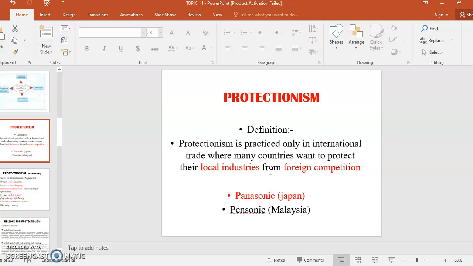Okay, contohnya in Japan, dia punya jenama adalah Panasonic, but Malaysia jangan keliru, it's Panasonic. But itulah produk Malaysia, local products. Okay, so jangan keliru lah.